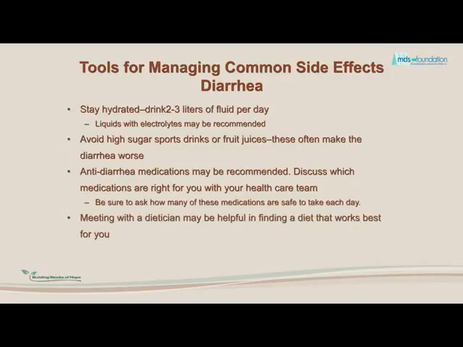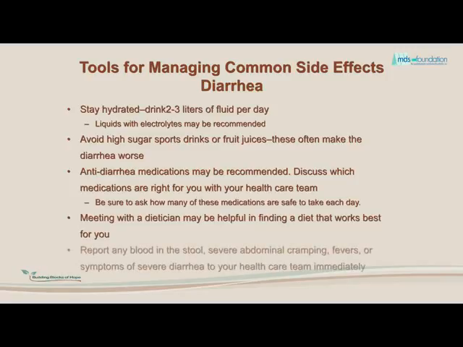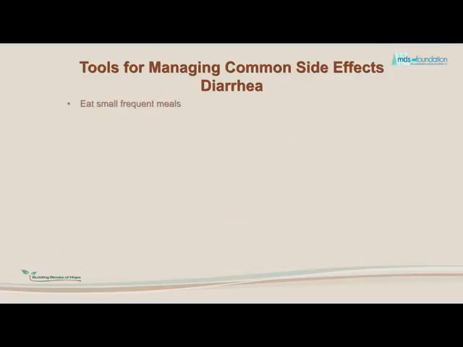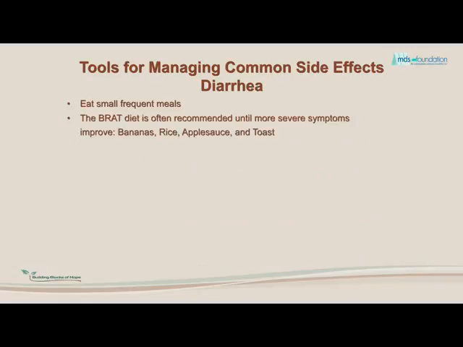Meeting with the dietitian may be helpful in finding a diet that works best for you. Report any blood in the stool, severe abdominal cramping, fevers, or symptoms of severe diarrhea to your healthcare team immediately. Eat small, frequent meals. We often recommend the BRAT diet. This includes bananas, rice, applesauce, and toast.